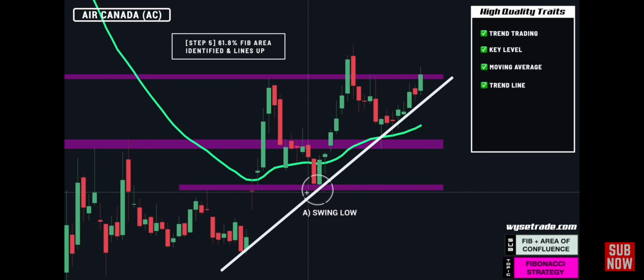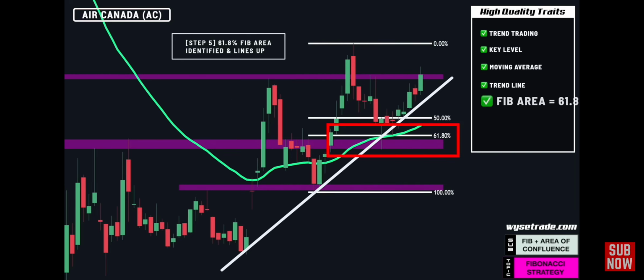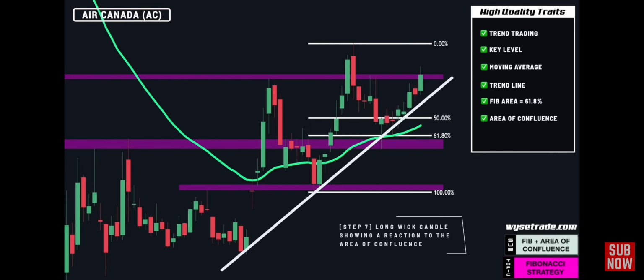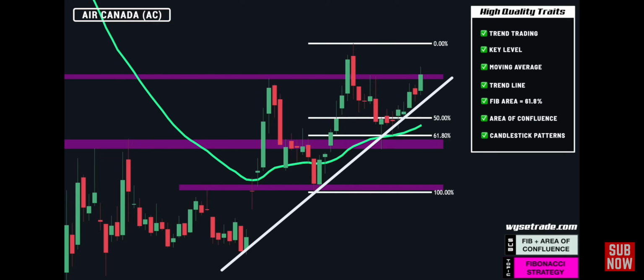With the fib tool, click at the swing low here, drag it to the recent swing high. The 61.8% fib area lines up perfectly. This then gave you an area of confluence, making this a high quality long trade opportunity. As price pulled back to the area, you had a perfect long wick candle right at the area of confluence, which shows a reaction to the level.